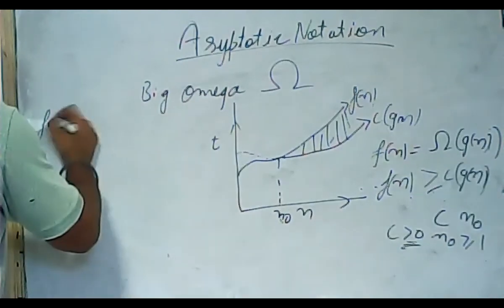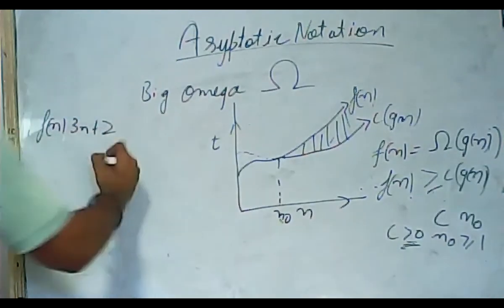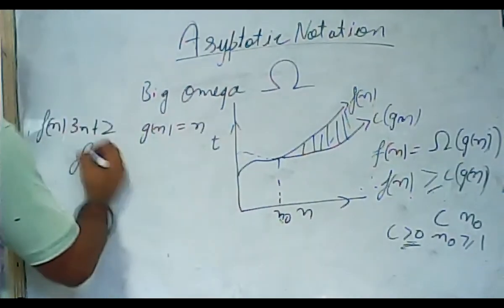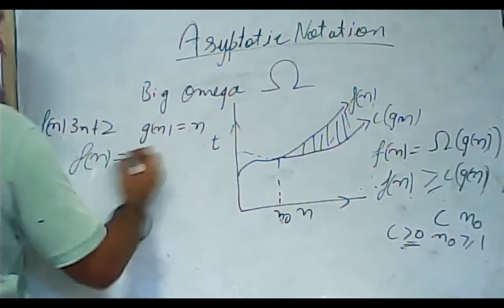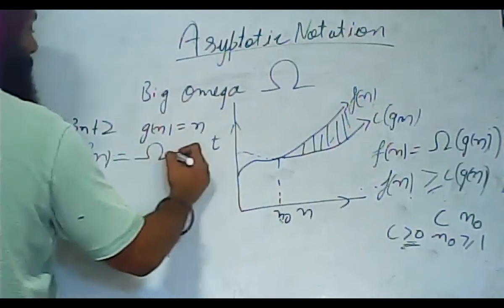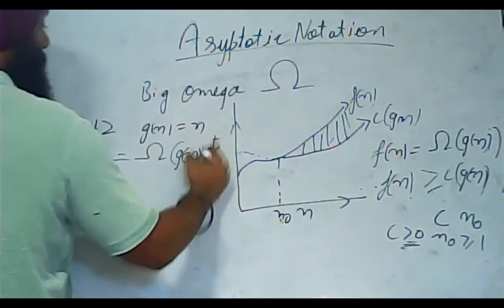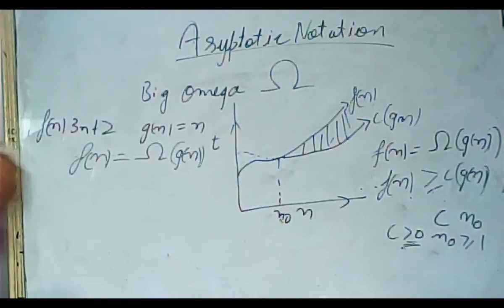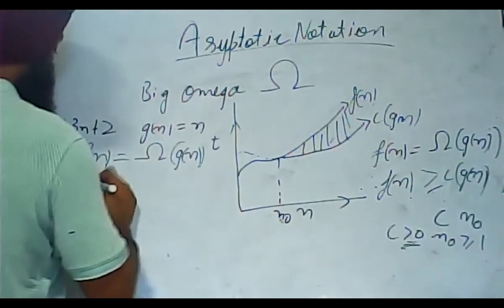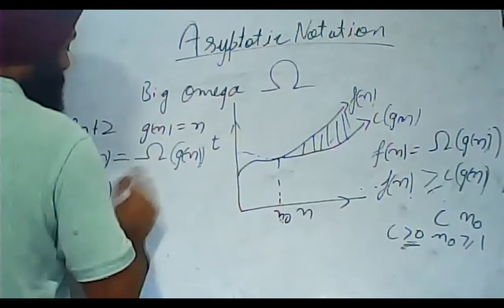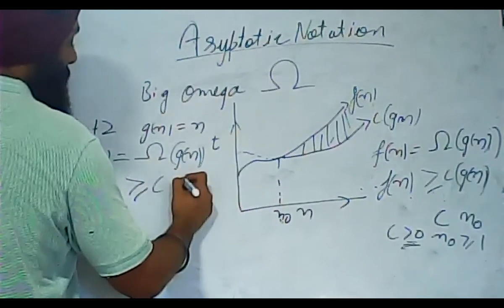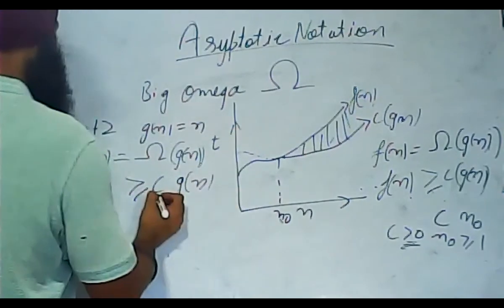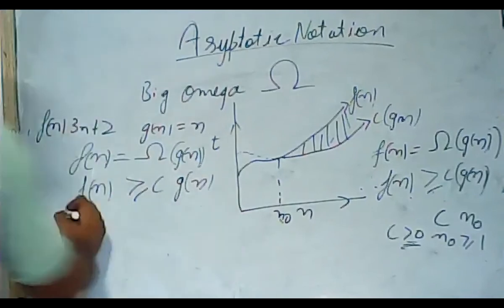Okay. Now we'll see the example. Again, we'll take the same example. Let's say f(n) is 3n plus 2 and g(n) equals n. So we want to prove that f(n) is equal to omega of g(n). This is our question again. We want to prove that this is the best case. So in order to prove that, we will find such a c and such an n naught that satisfies this condition.